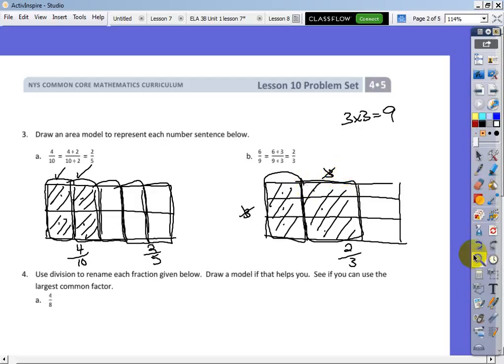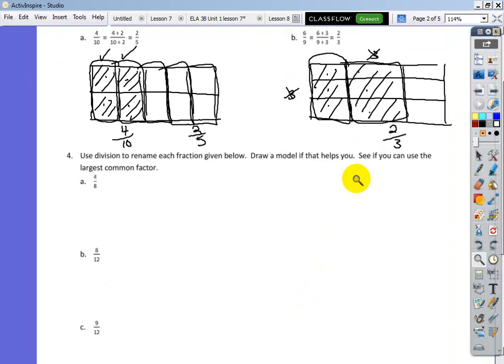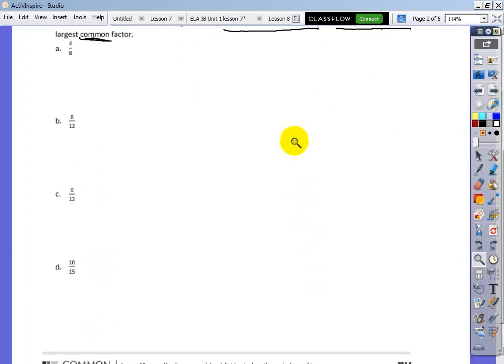Sorry. Oh yeah, use division to rename each fraction. Draw it if it helps you. See if you can use the largest factor that's common to both of them. That means they share the factors. So like for 8 and 4, 8 and 12, 9 and 12. Well, 9 and 12, let's just take this one for example.